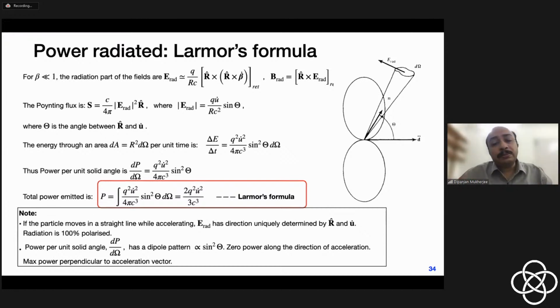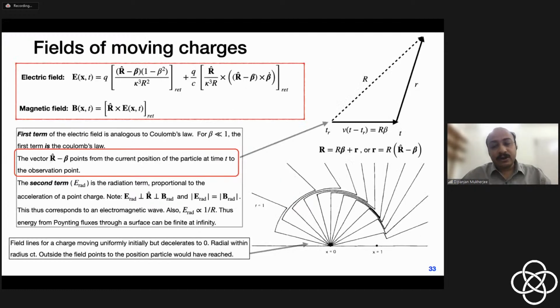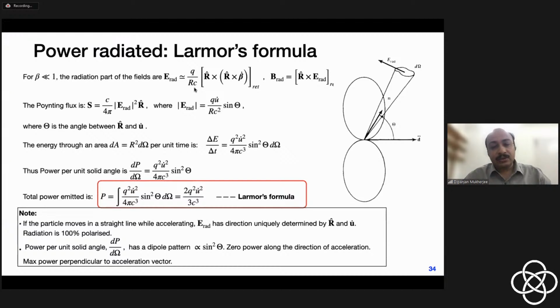Now, what is the total power radiated by this process? For non-relativistic systems, we can actually drop this beta. Beta is the velocity divided by the speed of light. So for a non-relativistic system, we can drop this term here, and we have a final formulation of the electric field of the radiation component, which is R cross beta dot, and the magnetic field is just R cross E radiation.